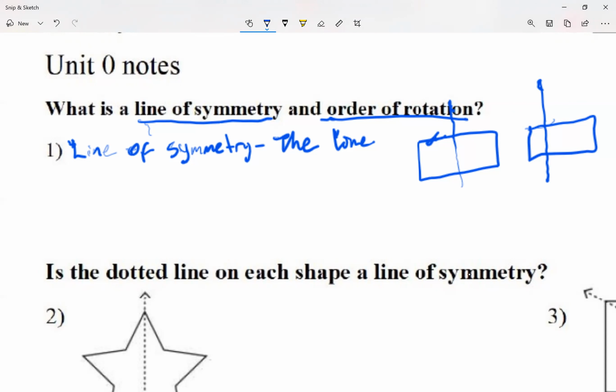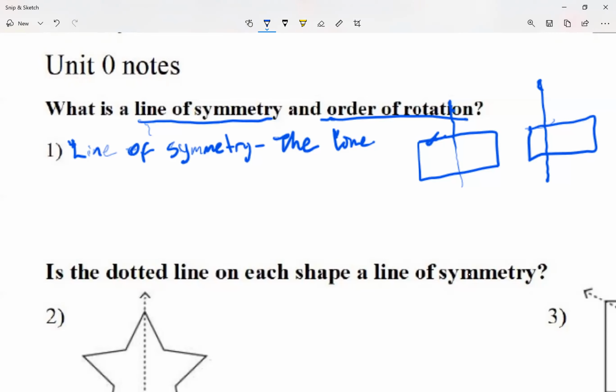Now, the order of rotation, imagine I have a figure. How many times, if I go around as a circle and flip it around as a clock, does the figure happen to look alike?